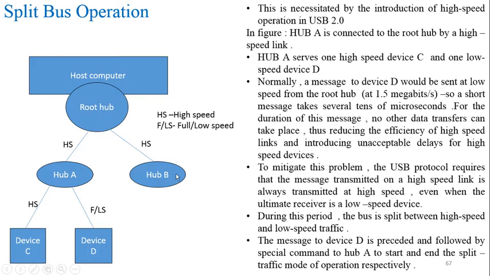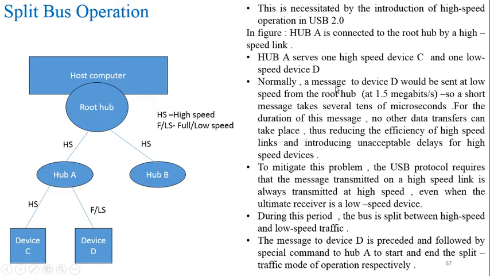In this figure, consider this particular intermediate node, hub A, which is connected to the root hub by a high speed link. This link indicates a high speed data transfer link. Here also this link indicates a high speed data transfer link between hub A and an external device C. But here it is a low speed data transfer link between hub A and device D.